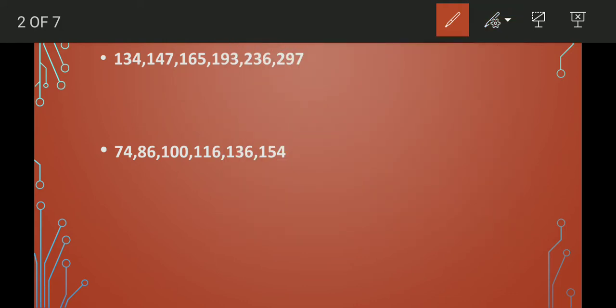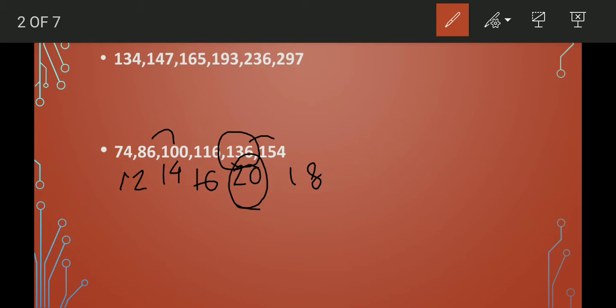Now next question. In this question also we can take the differences. So the difference for the first two is 12. Then for the next two it's 14, next it's 16, next it's 20, and for the last two it's 18. So it is easily observed that this is a series of even numbers starting with 12. So it's 12, 14, 16, and it should be 18 instead of 20. Therefore 136 is our wrong number.